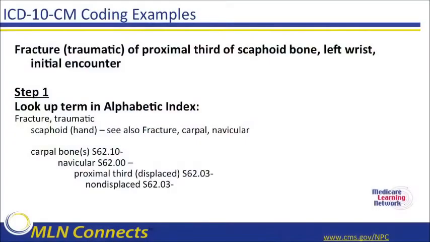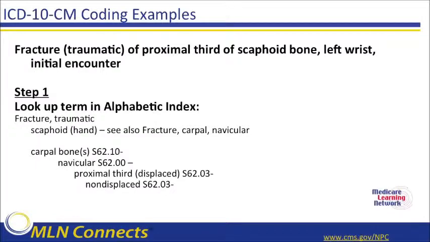Do you have any examples for an injury? Injuries are handled somewhat differently in ICD-10. I will address how to code a fracture. In the example on slide 24, when you look up fracture, traumatic, scaphoid, hand in the index, there are no sub-entries and a note directs you to see also fracture, carpal, navicular. When you look up fracture, carpal bones, navicular, there is a sub-entry for proximal third.